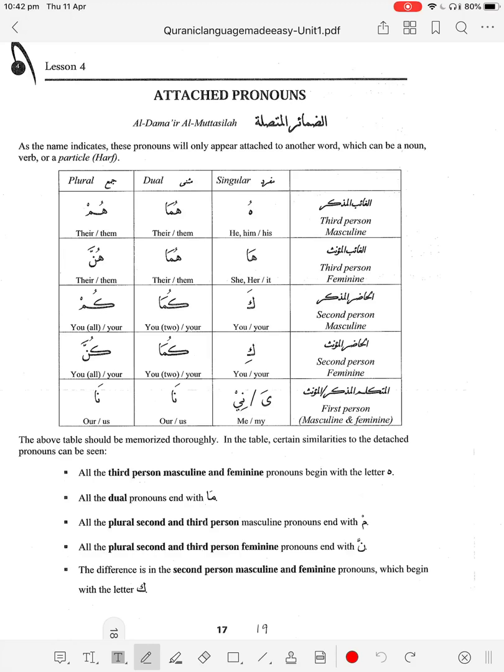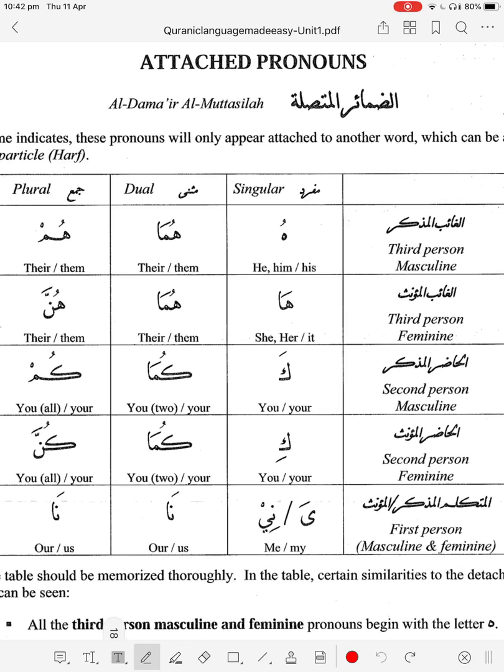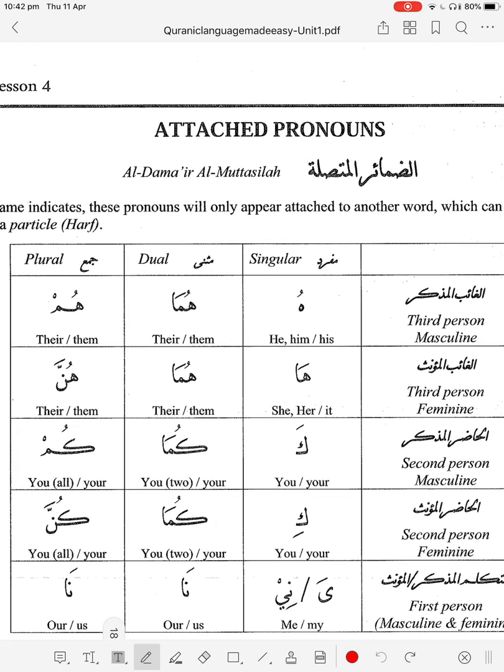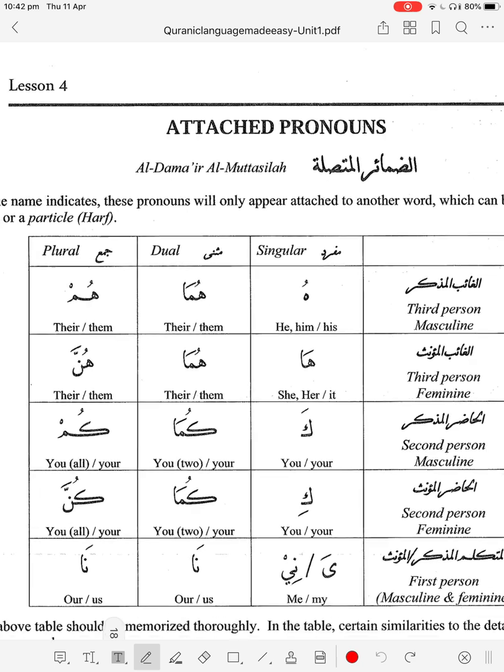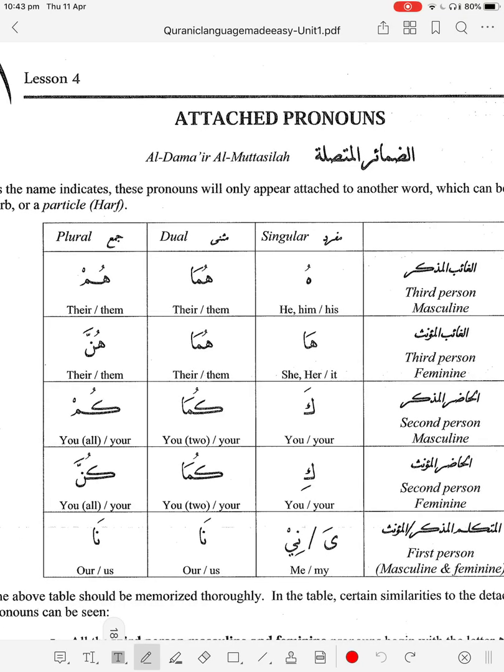This is pronouns continued, where we have done the detached pronouns, and now we are talking about the attached pronouns, right? So the thing is, there is not much of a difference. It's still a pronoun, right? But the only thing is things change a little. So let me elaborate on the concept of attached pronouns.